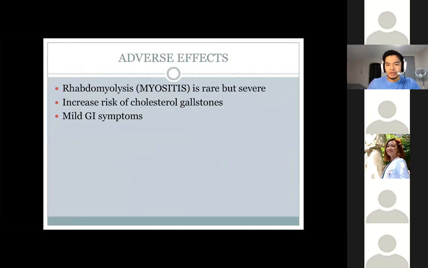Toxic effects: rhabdomyolysis, and then bile stone formation. There could be gallstone or bile stone formation, and then mild gastrointestinal symptoms. For clofibrate, take note, use of clofibrate is associated with hepatobiliary cancer. Okay? Use of clofibrate is associated with the development of hepatobiliary cancer.